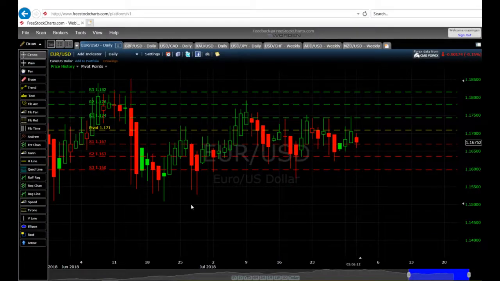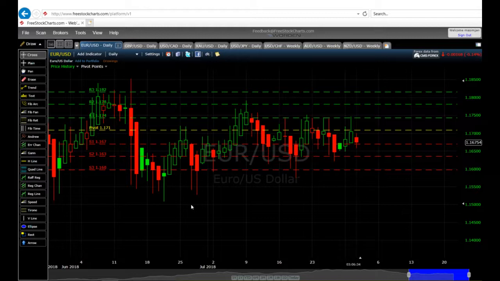Moving on to Euro USD, on the daily chart, as you can see, its pivot is at 1.171 and it's below the pivot. I would speculate that the next target, it will breach the support at 1.167 and will try to approach support 2, which is at 1.163.